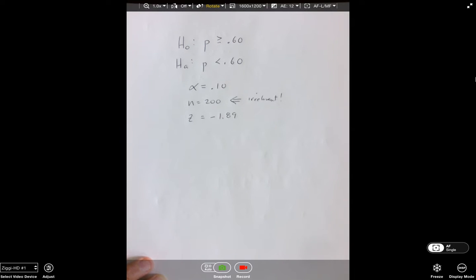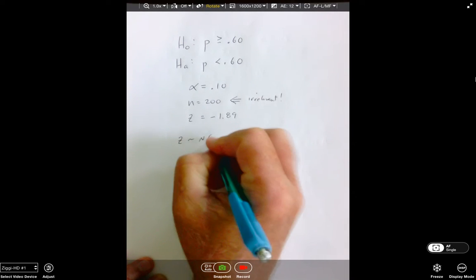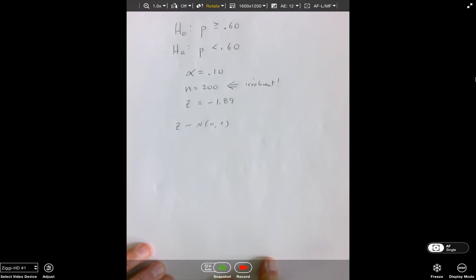Because the sampling distribution for percentage problems doesn't rely on the t distribution. The t distribution relies on degrees of freedom. The z distribution has a normal distribution, mean zero, standard deviation 1. It doesn't rely on degrees of freedom, so it doesn't rely on your sample size.